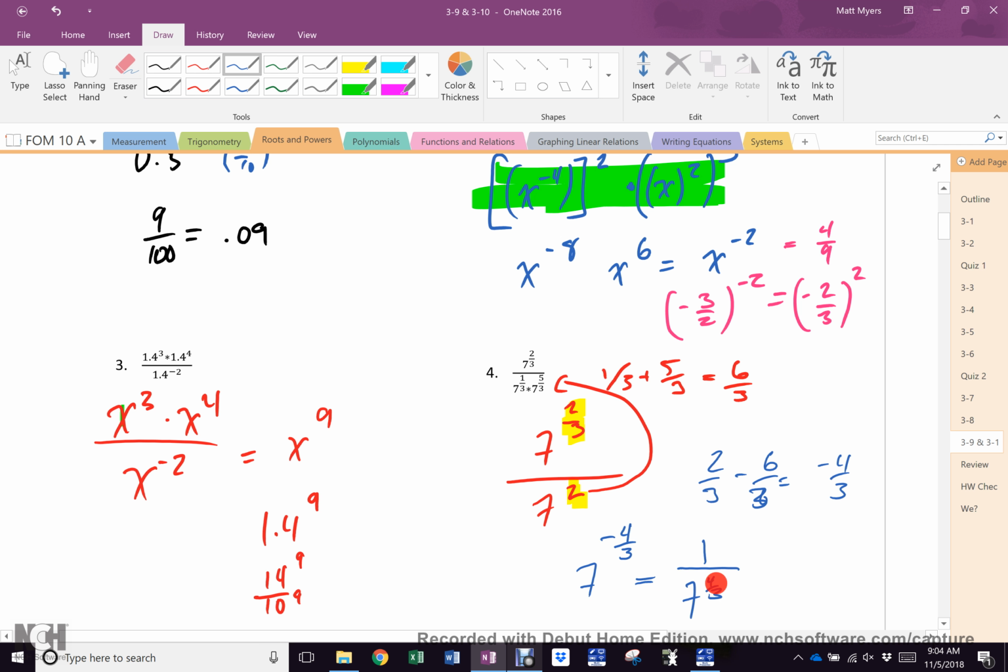If Mr. Myers said simplify, could you leave it like that? Yes. If Mr. Myers said simplify in exponential form, could you leave it like that? In exponential form. Yes. If Mr. Myers said simplify this in radical form, could you leave it like that? No. What would you have to make it? 1 over what?